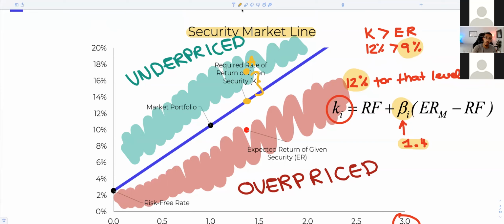Okay. Now, quickly, just to give you a little bit more context, if something lies on the SML, it means that it's fairly priced, and that things are in equilibrium. Now, before we jump into some exam questions, do you understand what's on the screen? Does that make sense? Quick yes or no? Underneath the line, it's overpriced because you're making way less than what's required. On the line, you're making exactly what's required. Above the line, you're making more than what's required for that level of risk. For that reason, it's underpriced, you made a good investment. You beat the market.